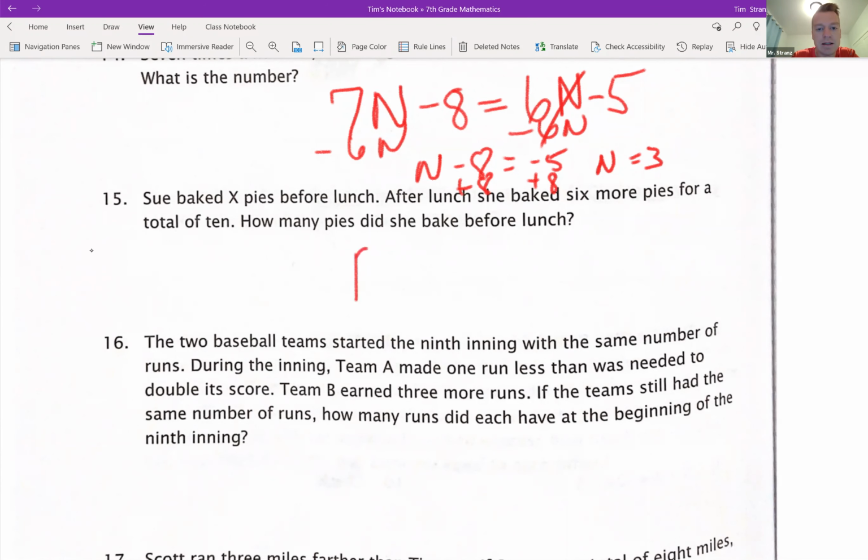Sue baked P pies before lunch. After lunch, she baked 6 more pies, for a total of 10. How much did she bake before lunch? This is very simple. Subtract 6, subtract 6. We can see P equals 4 pies before lunch.